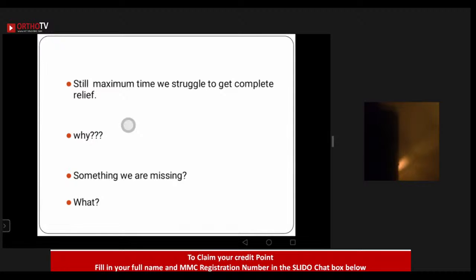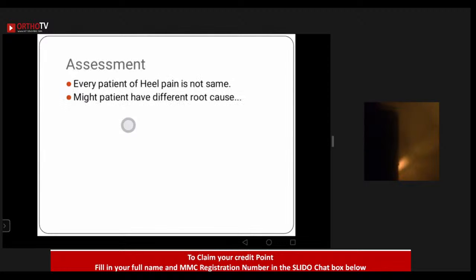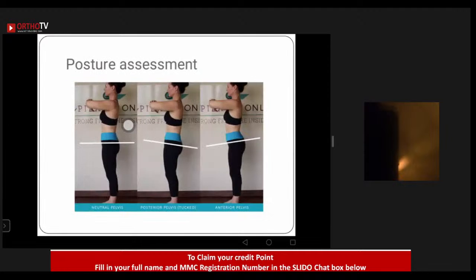What are we missing? Definitely assessment. Every patient with heel pain is not the same. Patients might have different root causes. Let's see what the root cause is. See these 3 pictures. Posture assessment is definitely required.